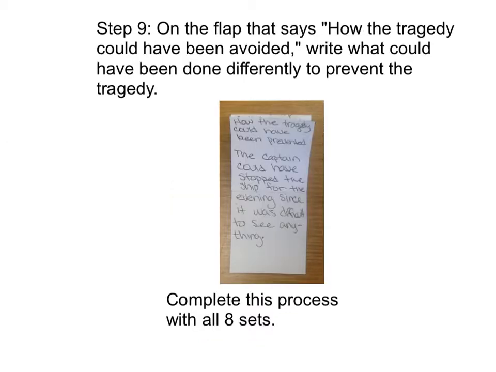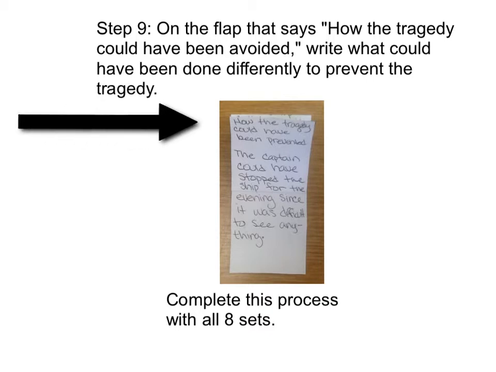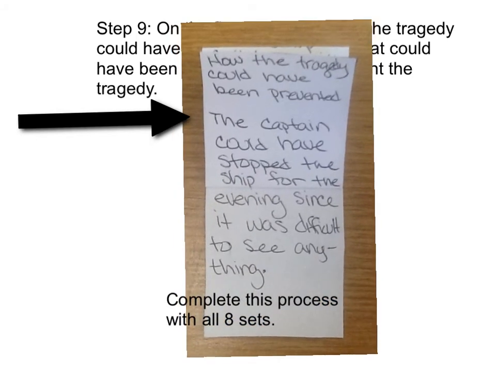Now I'm going to think about how the tragedy could have been avoided. So on the flap that says how the tragedy could have been avoided, again, still thinking about the weather, I wrote, the captain could have stopped the ship for the evening since it was difficult to see anything. So I know that if the captain would have done that, then the ship never would have collided with the iceberg. And that's the point of this assignment.